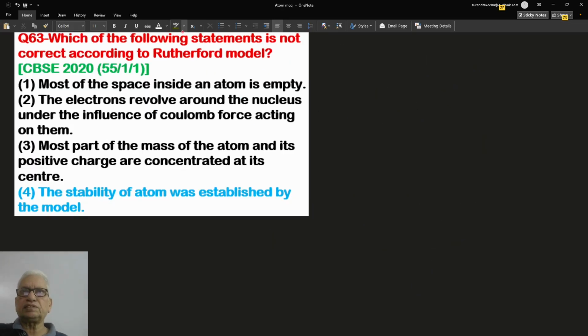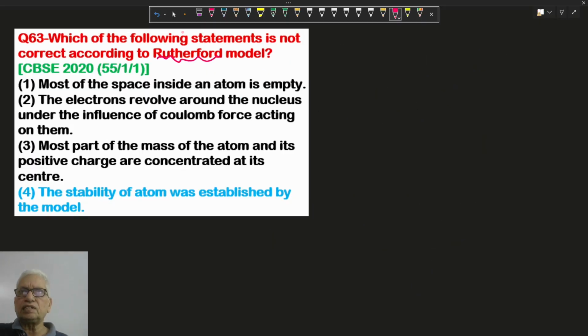Hello, in this question we are looking at the Rutherford model. In the Rutherford model, most of the space is empty. Electrons revolve under the influence of the Coulombic force between the nucleus, positive charge, and the electron, and most part of the mass of the atom and its positive charge are concentrated at the center, that is called the nucleus. So the first three are correct.